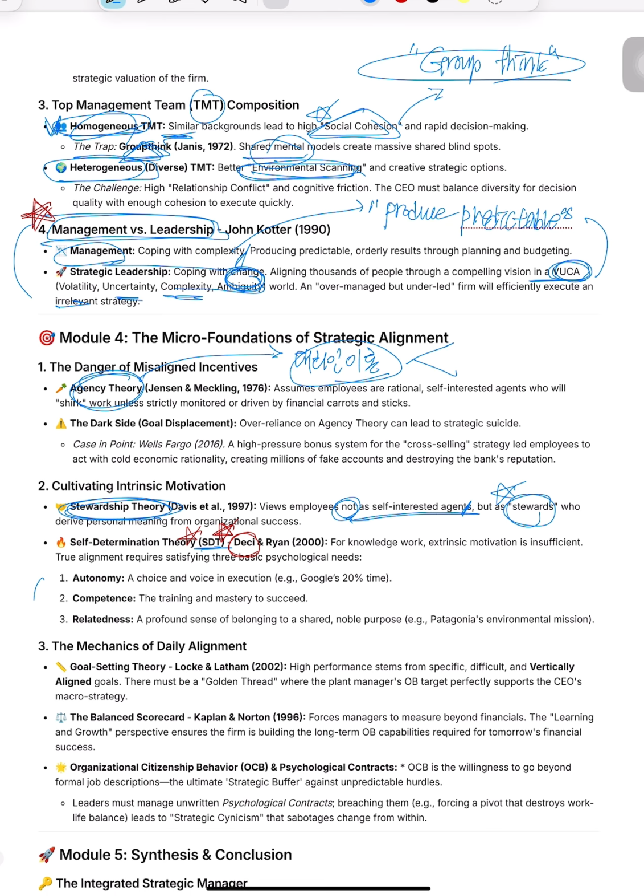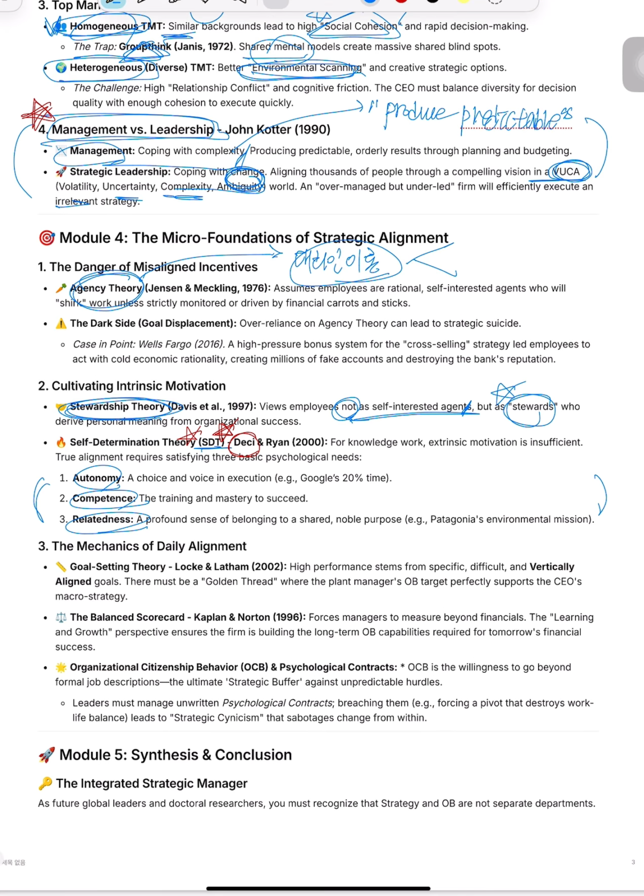Okay, good. These are the three core values for the SDT. And to manage this alignment in a practical, day-to-day sense, we'll look to Locke and Latham's goal-setting theory. They proved through decades of empirical research that high performance is the result of specific and difficult goals.